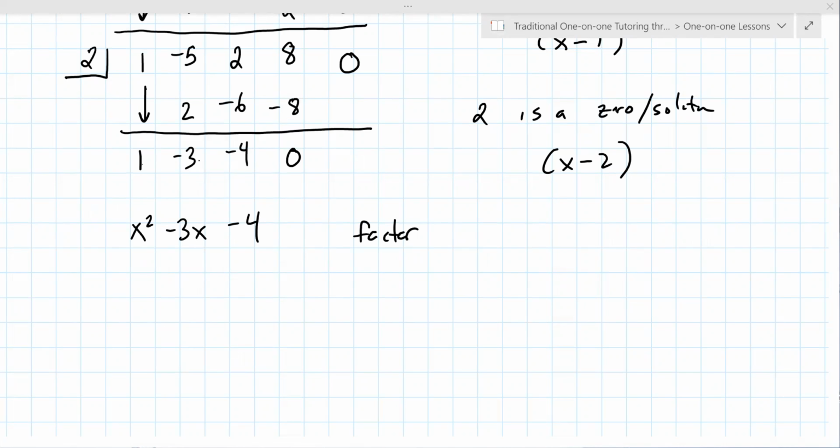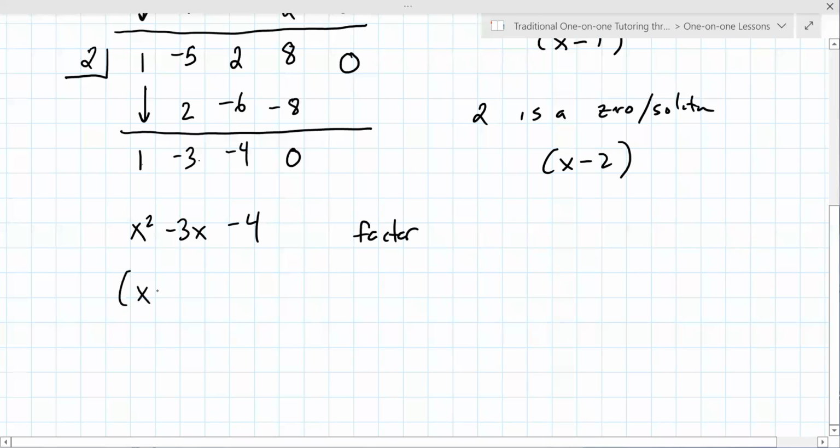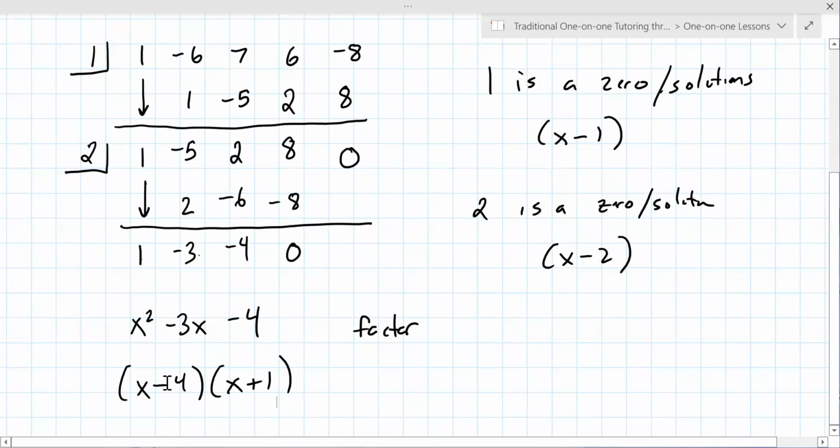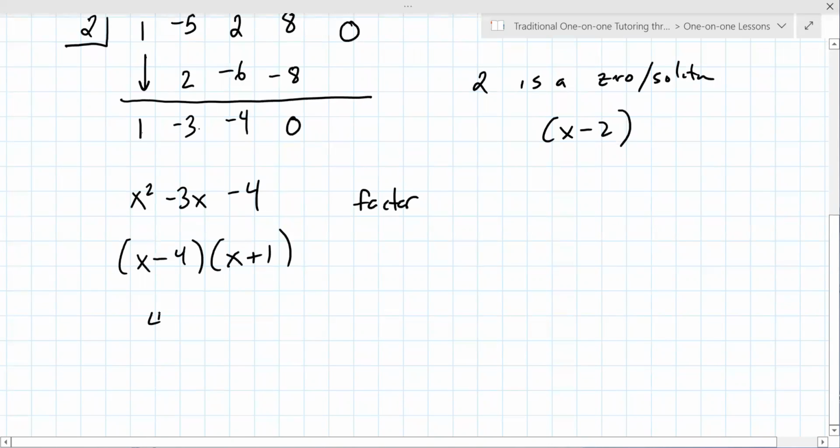So it'd be x minus 4 and then x plus 1. Now you've got to be careful here. Are we factoring, or are we giving the zeros? There are two answers here. This leads to 4 being a zero, and then -1 is also a zero. Actually, we can put that. So there are two answers.